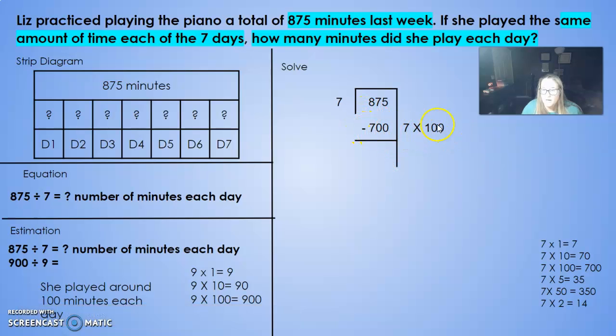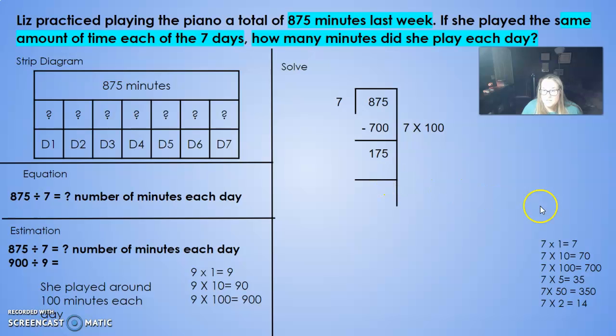Over here, I'm writing down what it actually means. How did I get 700? So I'm going to say 7 times 100, just so I can remember. Now I'm going to subtract 875 minus 700. When I do that, I get 175.